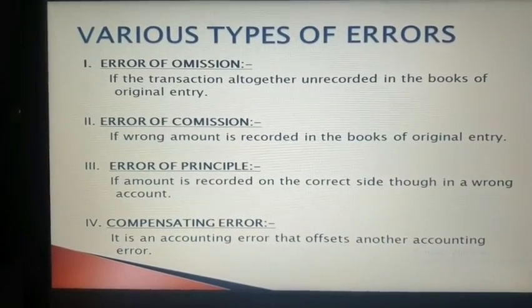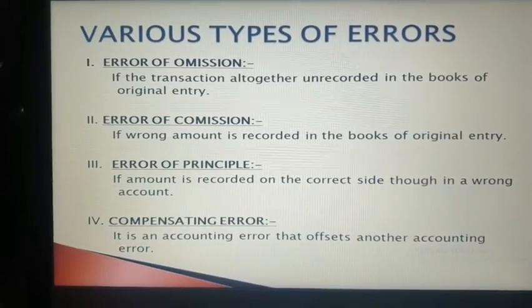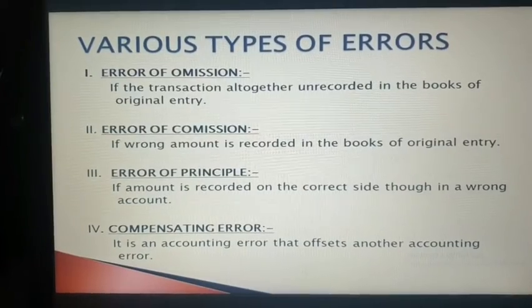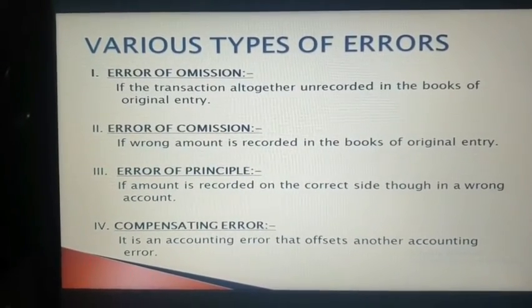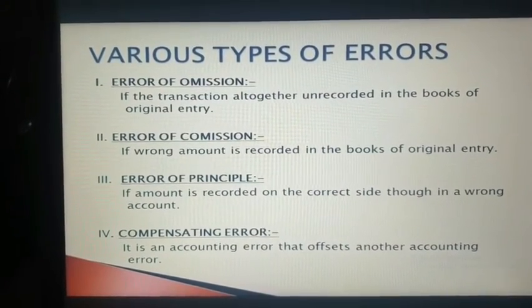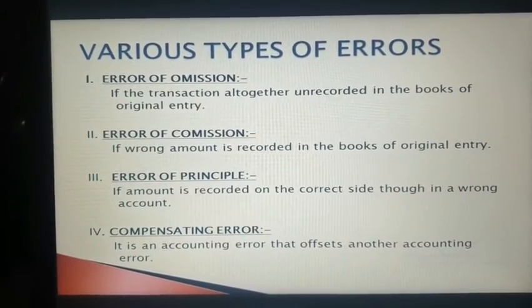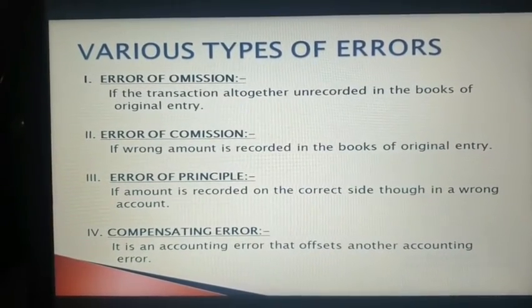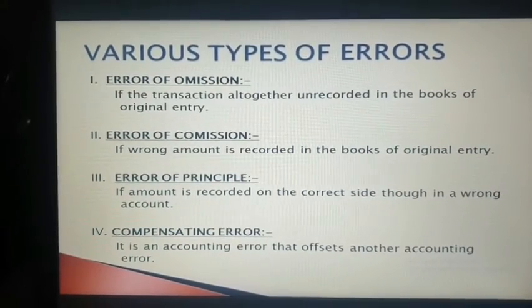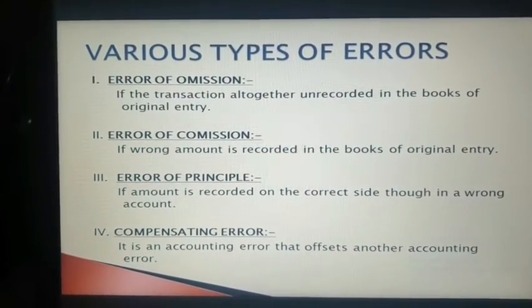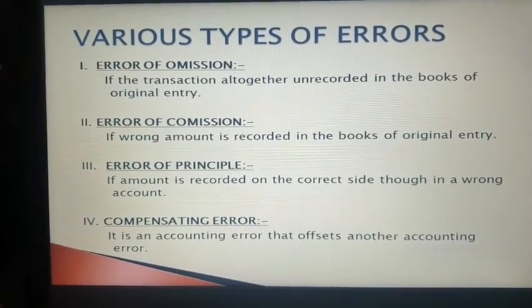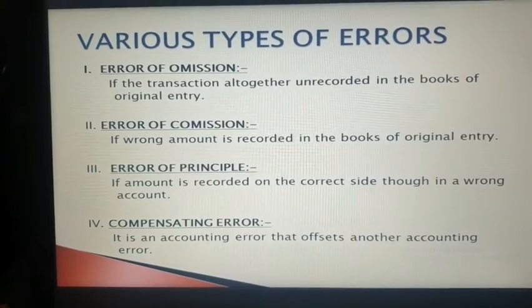Second, error of commission. If a wrong amount is recorded in the books of original entry, suppose instead of 10,000 we have recorded 1,000, this is considered an error of commission. Now the third one is error of principle. What do you mean by error of principle? If the amount is recorded on the correct side, though in a wrong account. So you have recorded the correct amount, on the correct side, but in the wrong account. Instead of furniture, you have recorded it in the purchase account, but in both cases it will be debited.